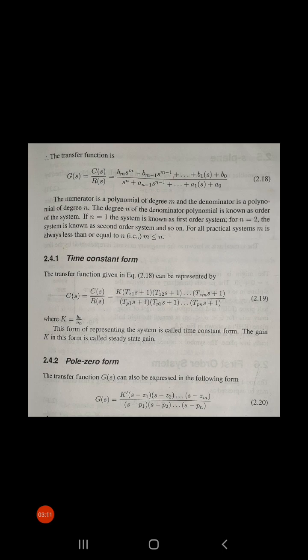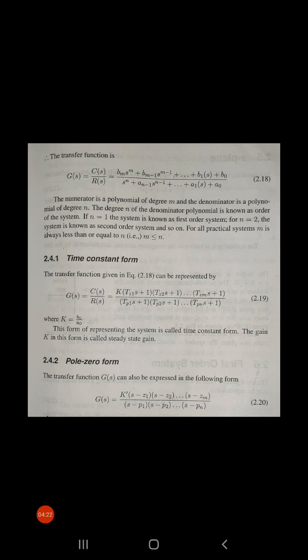In this equation the numerator is a polynomial of degree m and the denominator is a polynomial of degree n. The degree n of the denominator polynomial is known as the order of the system. If n equals 1, then the system is known as a first order system, and if n equals 2, then the system is known as a second order system, and so on. For all practical systems, m is always less than or equal to n.